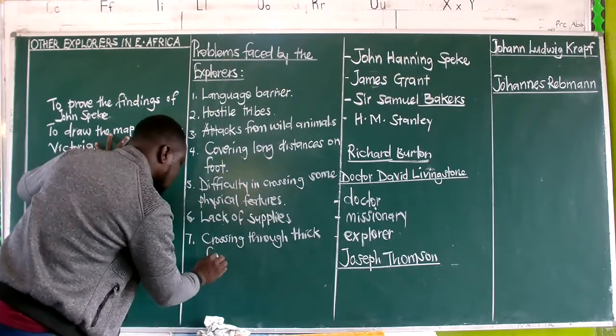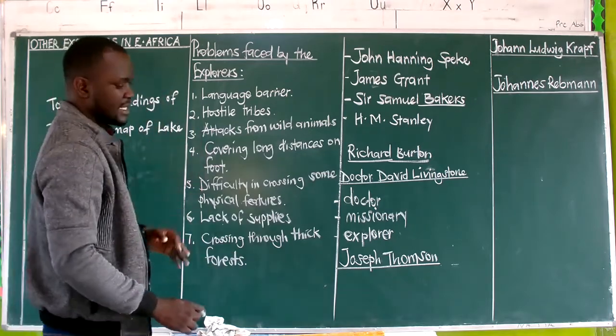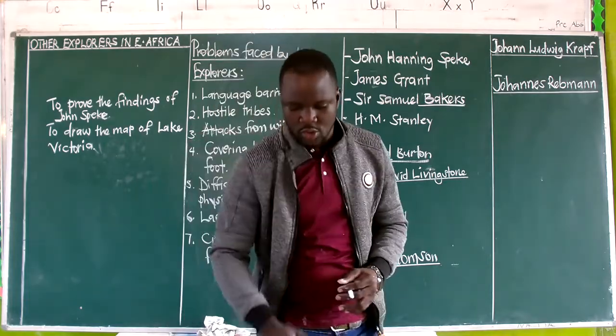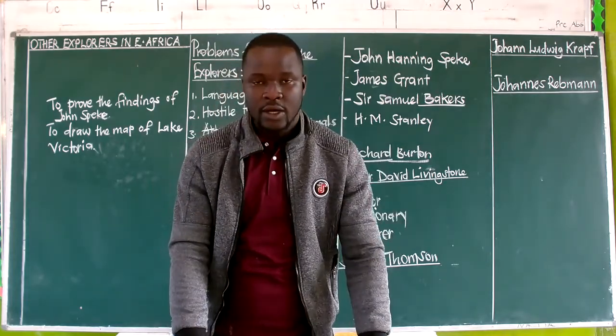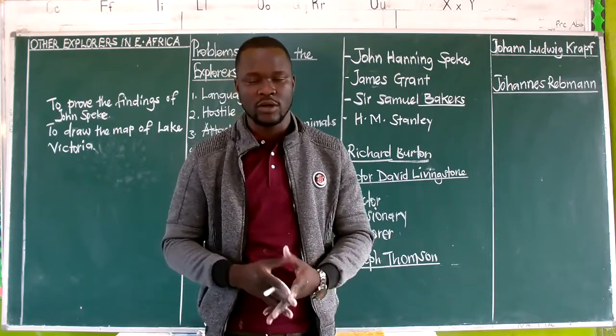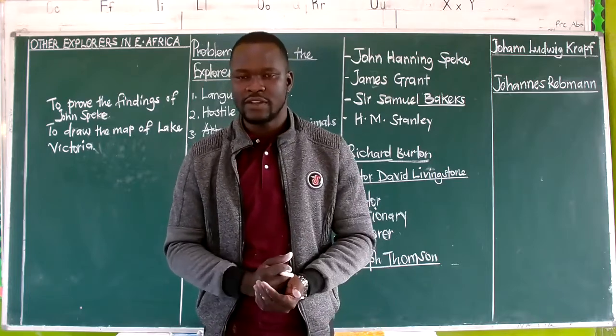And this brought the problem of them being eaten up by some of these animals or being attacked by these animals. So for that we go to page 15, which gives us the effects, or the results, or the outcomes of the coming of these explorers to East Africa. What happened because of their coming?